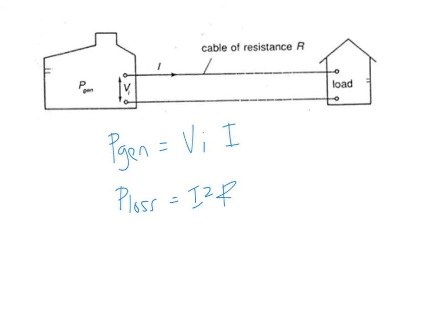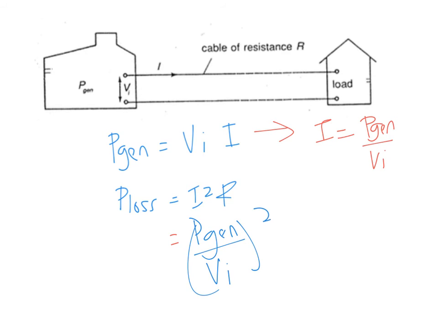So from this formula, my current is equal to the power generated over the voltage of the supply. If I substitute back inside here, I will get P gen over V squared, times R. So that means the bigger the voltage I use at the supply, the smaller my power loss.